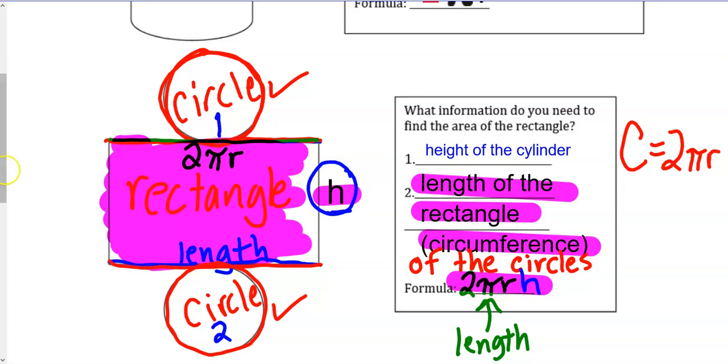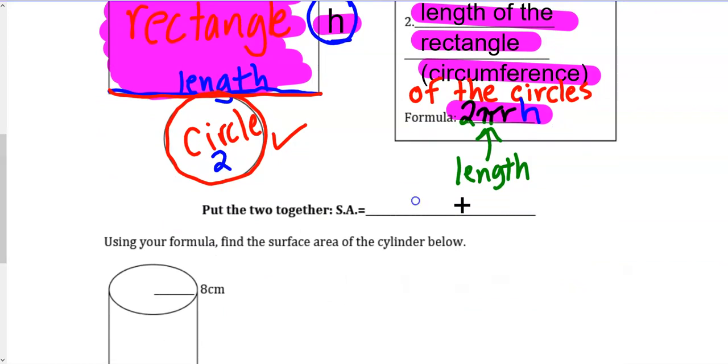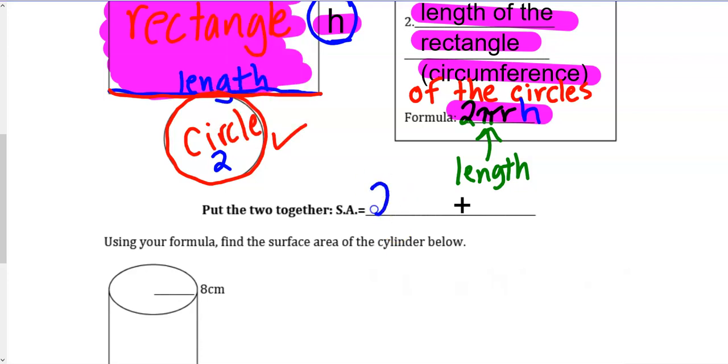So now we're going to put it all together into one formula. The first part of the formula is the two circles, 2 pi r squared. That's the top and the bottom of the cylinder, the congruent bases, plus the circumference of the circle times the height. So that's 2 pi r h. Now we have our formula. So now that we have our formula, we can apply it to the example below.